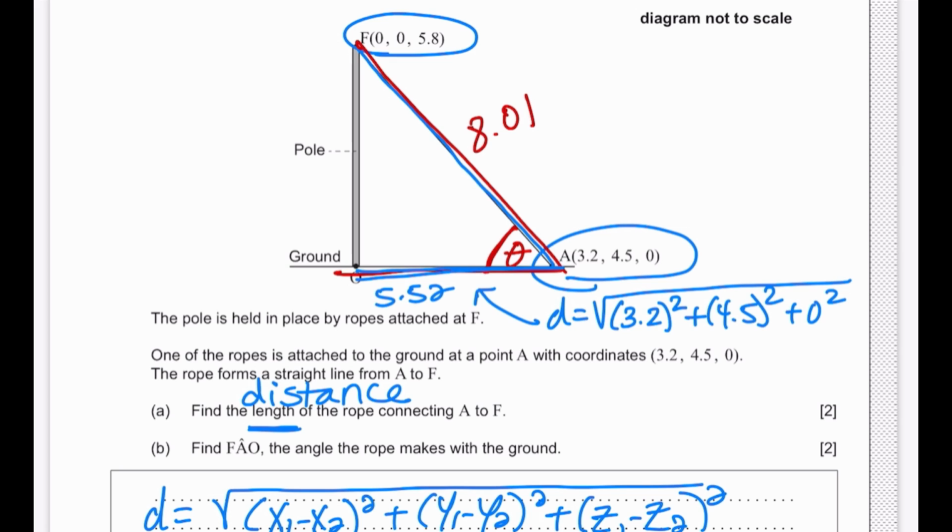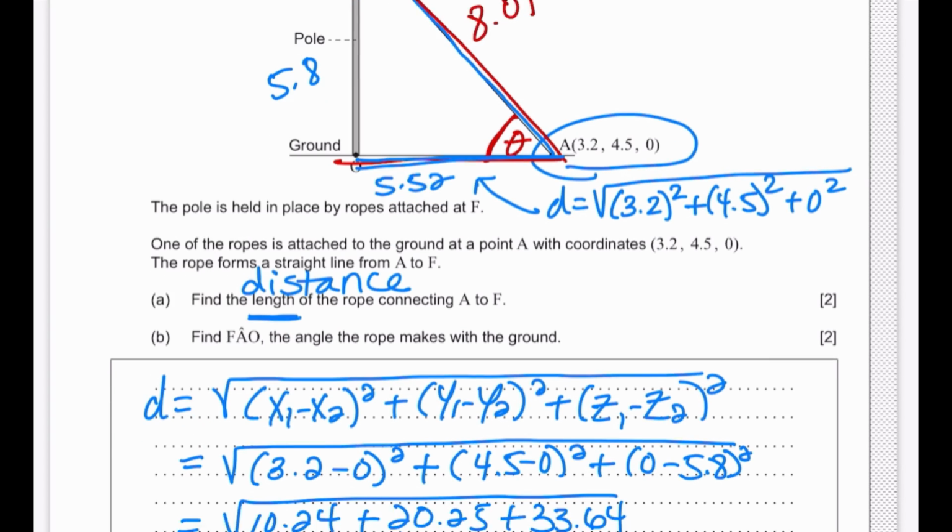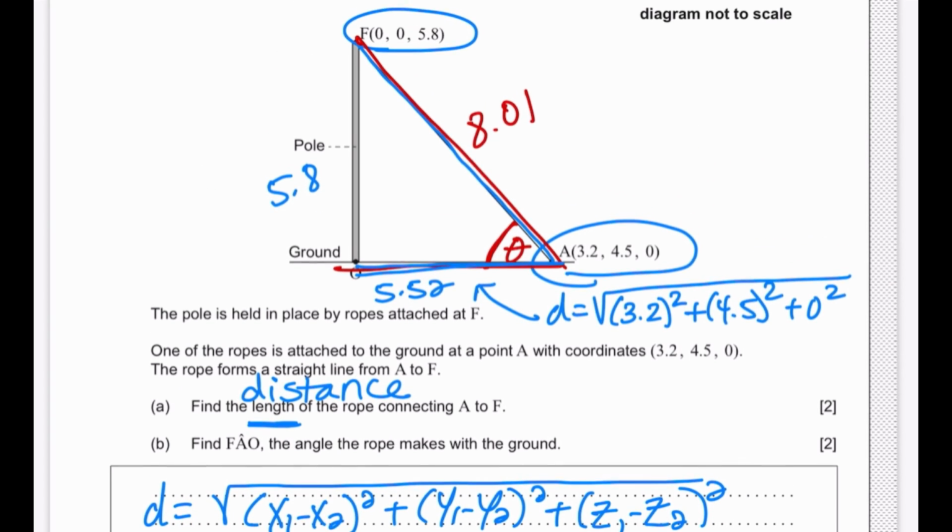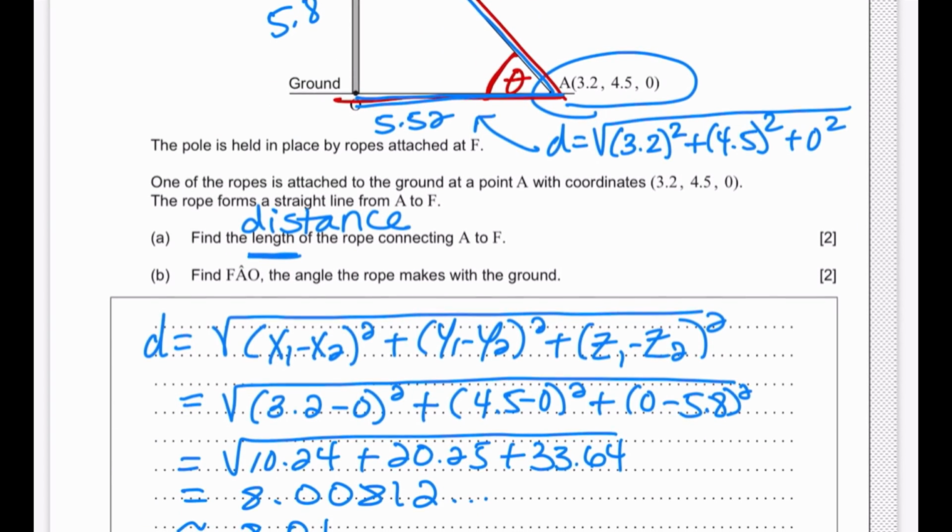If instead on the exam you wanted to find from F to the ground, the height of the pole, it would be about 5.8. And again, you're doing this the same exact way by putting it into the formula. So I have options now in terms of finding this angle. To find the angle, and remember to label your work.